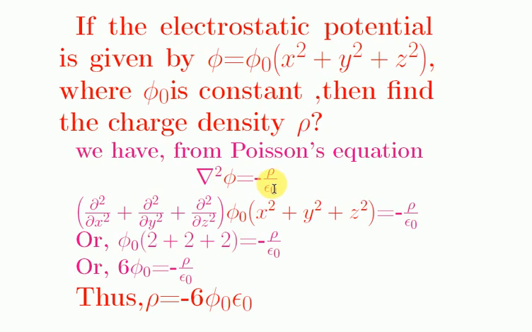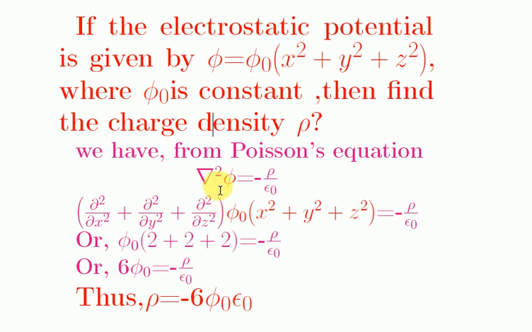Poisson's equation in electrostatics gives us the relation between electrostatic potential and volume charge density. This is the relation between volume charge density and electrostatic potential. That is, potential at a point due to a charge density. So let us see the next step.